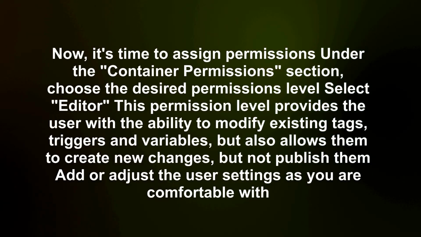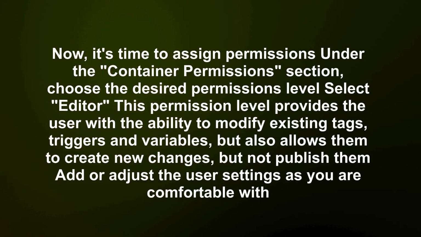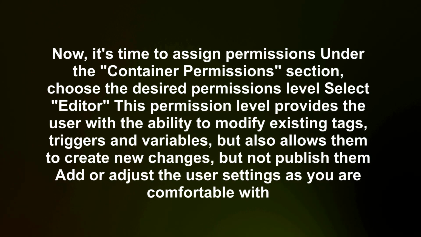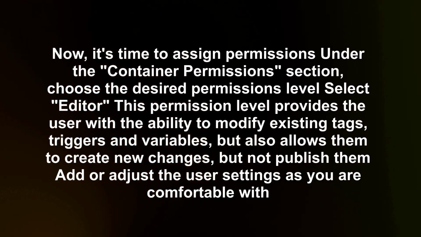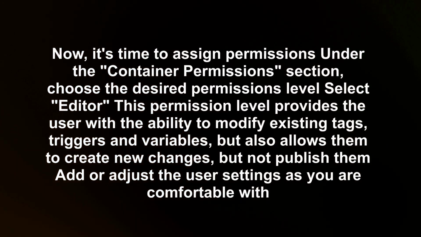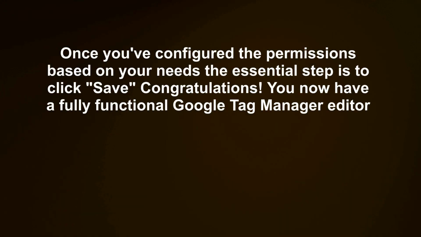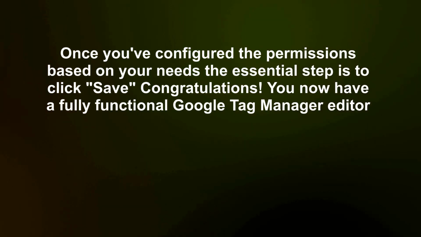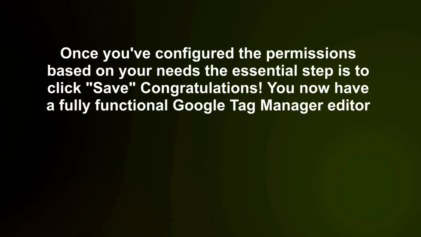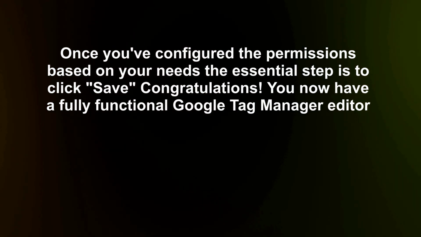Select Editor. This permission level provides the user with the ability to modify existing tags, triggers, and variables, but also allows them to create new changes, but not publish them. Add or adjust the user settings as you are comfortable with. Once you've configured the permissions based on your needs, the essential step is to click Save. Congratulations! You now have a fully functional Google Tag Manager editor.